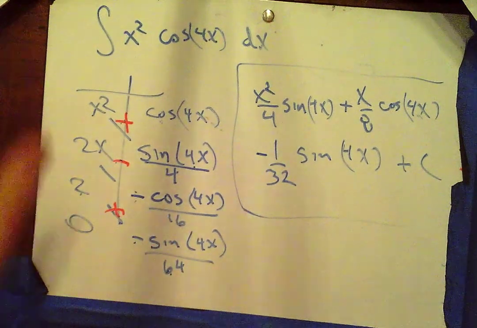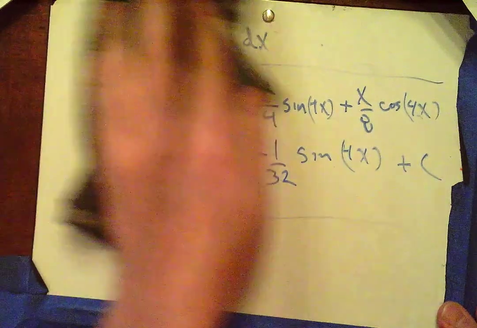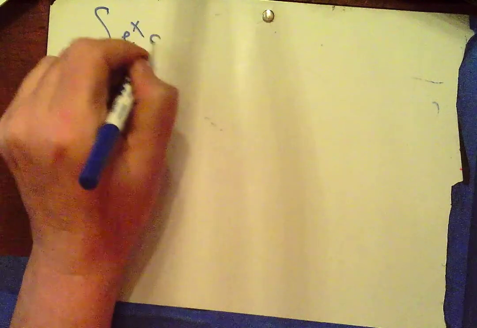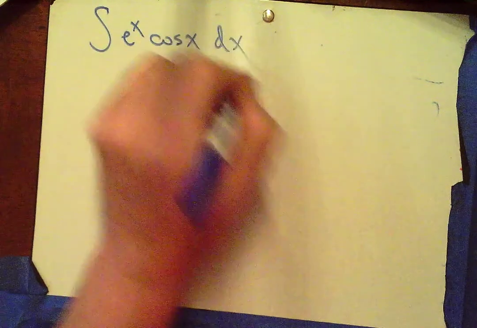And, you know, I recommend taking that derivative just to confirm. So here's the next one. What about this one? What's going to happen here? What if we have the integral of e to the x cosine x dx?